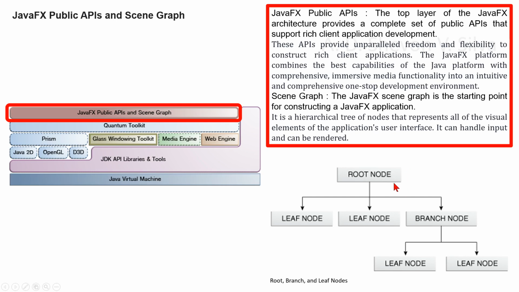Here you can see the root node here, and the root node is connected to leaf nodes and a branch node here, and the branch node is connected to leaf nodes here.